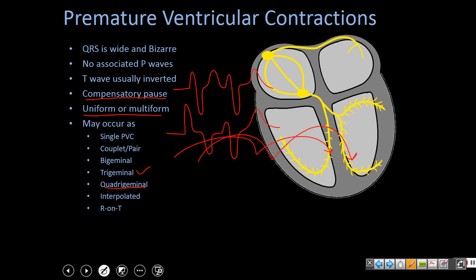And then we have R on T PVCs. R on T PVCs are when a PVC occurs and it starts in the middle of the T wave of the beat right before it. So when the R of the PVC is on top of the T of the other beat, that's called an R on T PVC. And we'll discuss that in more detail in a couple of slides from now.